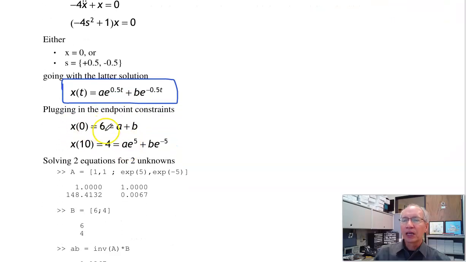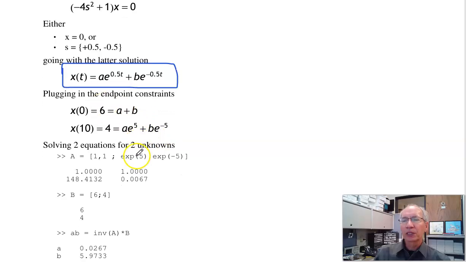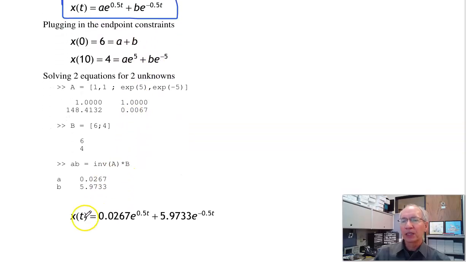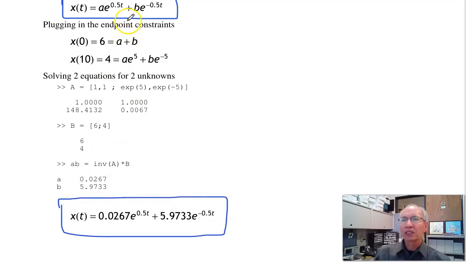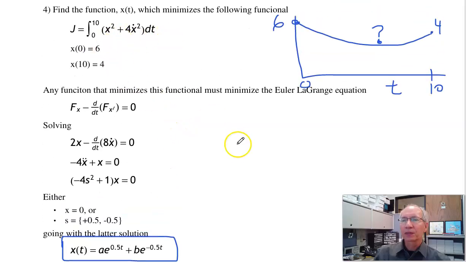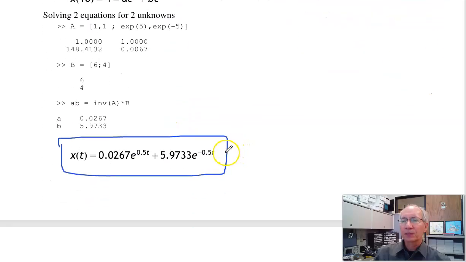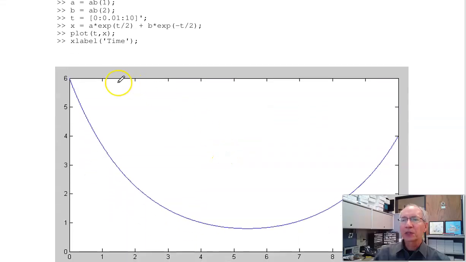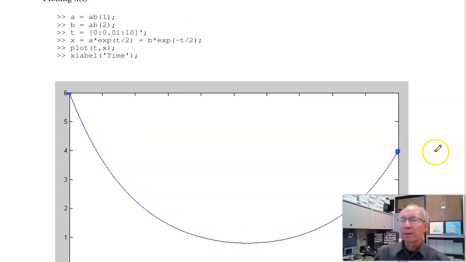At 0, x equals 6. At 10, x equals 4. Two equations, two unknowns. Solve. Here's a and b. So here's the answer. This is the path that minimizes this cost function. And that's what it looks like. It goes from 6 at t equals 0 to 4 at t equals 10.